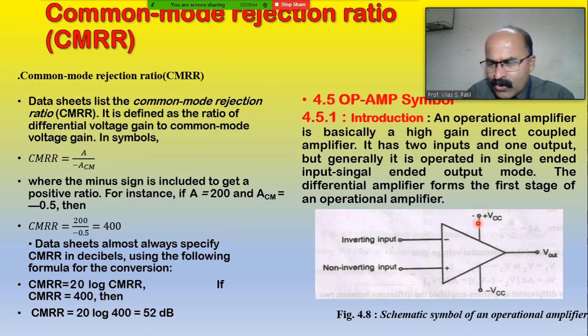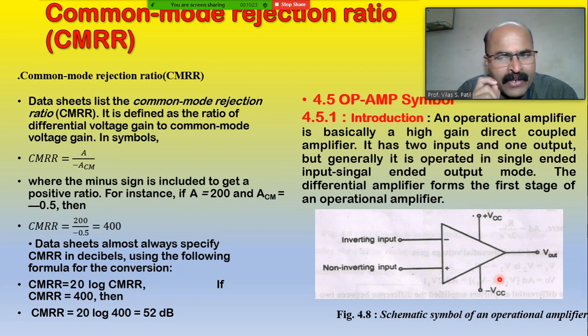The two are the biasing sources. One is the positive VCC, and the other is minus VEE, that is, minus VCC or minus VEE: collector to collector voltage, that is VCC, emitter to emitter voltage, that is VEE, and Vout is the output terminal. See, there are five terminals here. These are the two input terminals, this is the one output terminal, and these two terminals are the biasing terminals.